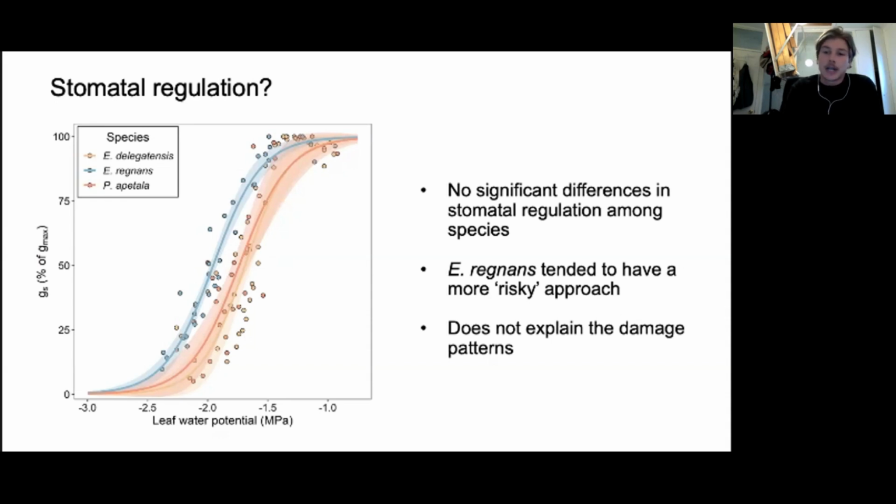But as you can see here, on the y-axis, this is relative stomatal conductance against leaf water potential on the x-axis. You can see here that all three species start closing their stomata at a similar point, about negative 1.5 megapascal, but you can also see that Eucalyptus regnans actually has a slightly more risky strategy than the other two species and closes its stomata slower, which is the opposite of what we would expect if this explained why it had lower damage. So this just means that the differences in stomatal regulation did not explain the differences in damage among the two eucalypts.